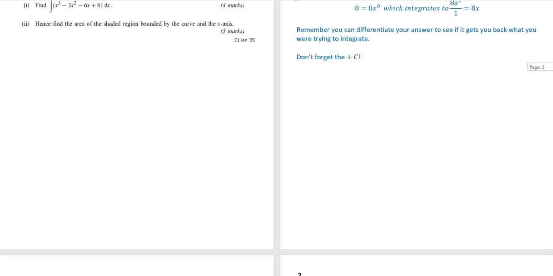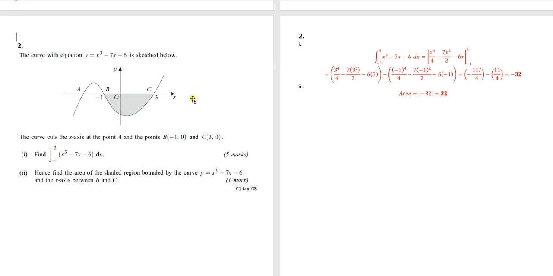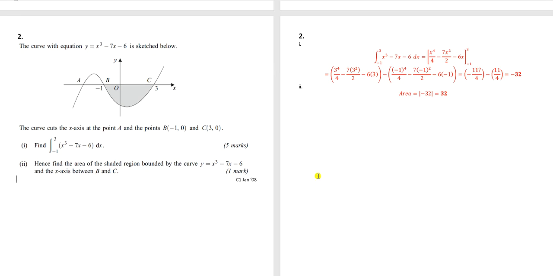Moving on to question 2. With question 2, we have an area under the curve. Apart from that, a lot of this is very similar. They've asked you to integrate this cubic expression between -1 and 3. So this is now a 5-mark question because it's not enough just to calculate the indefinite integral. We've got to integrate these terms and then substitute in the -1 and the 3. Put in 3, put in -1, take 1 away from the other and see what you end up with.